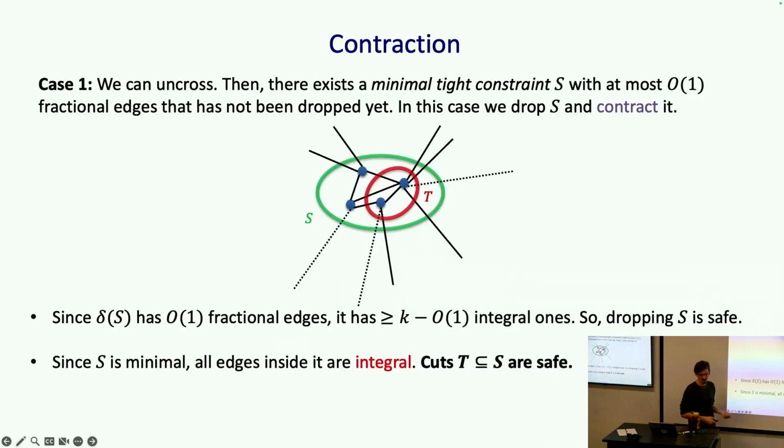Secondly, since S is minimal, this means that all edges inside of it must be integral. Okay? If there was some edge inside it that wasn't integral, there must be something in this linearly independent basis that contained that edge, right? But there's no set inside of it, so there can be no such set. So everything inside has already been dropped. For example, we've already dropped the constraint corresponding to all of these vertices. So all the cuts that are actually inside S are safe for the same reason that S was safe. All the edges are integral except maybe these edges leaving S.